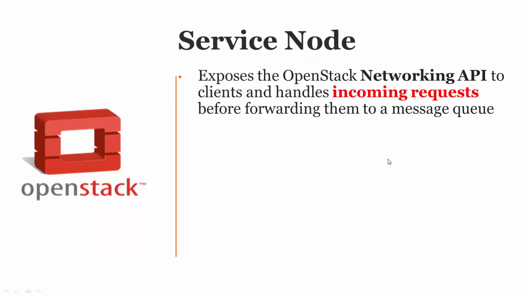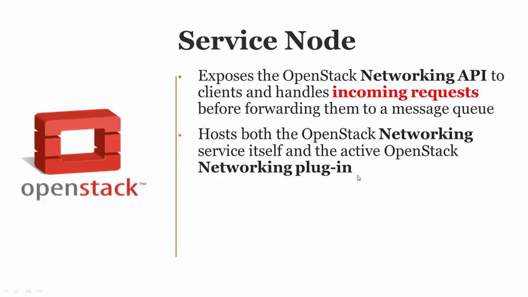So the service node means exposing the OpenStack networking API. Using this networking API, users can access all networking services. So here, it handles incoming requests from users. And this service node also hosts the OpenStack networking service itself, which we normally call the Neutron server, and the active OpenStack networking plugin like Modular Layer 2.